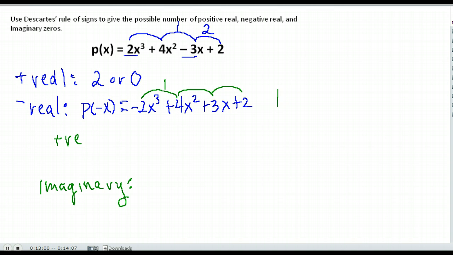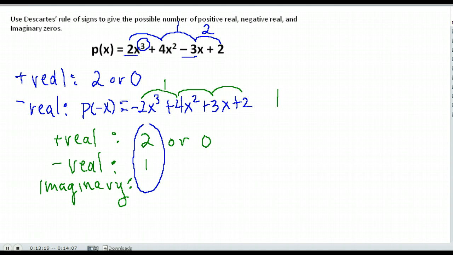Okay, well, for our positive reals, we either have 2 or we have 0. Our negative reals, we know we have 1, regardless. So, look at our degree. It's degree 3, so we'll need a total of 3 zeros for each situation. So here, if I had 2 and 1, that gives me 3 already, so I would need no imaginaries. If I come over here, if I have 0 positive reals and 1 negative real, how many more do I need for a total of 3? I need 2. So for imaginaries, I have 0 or 2.